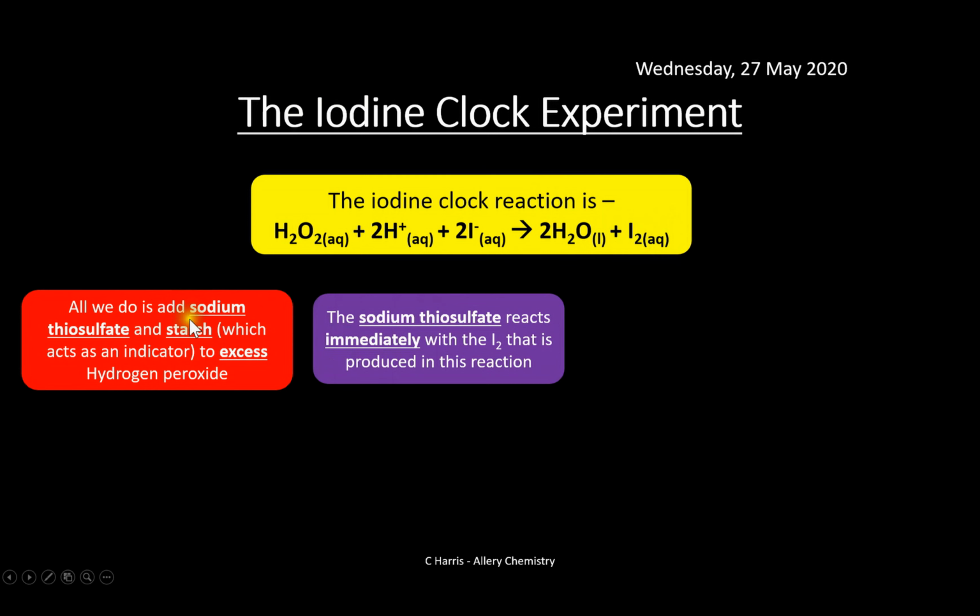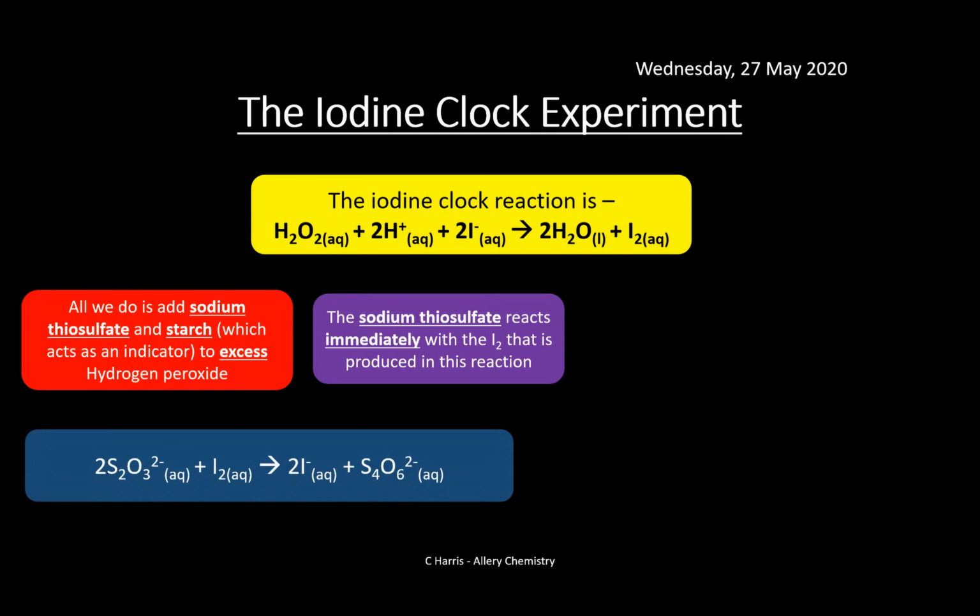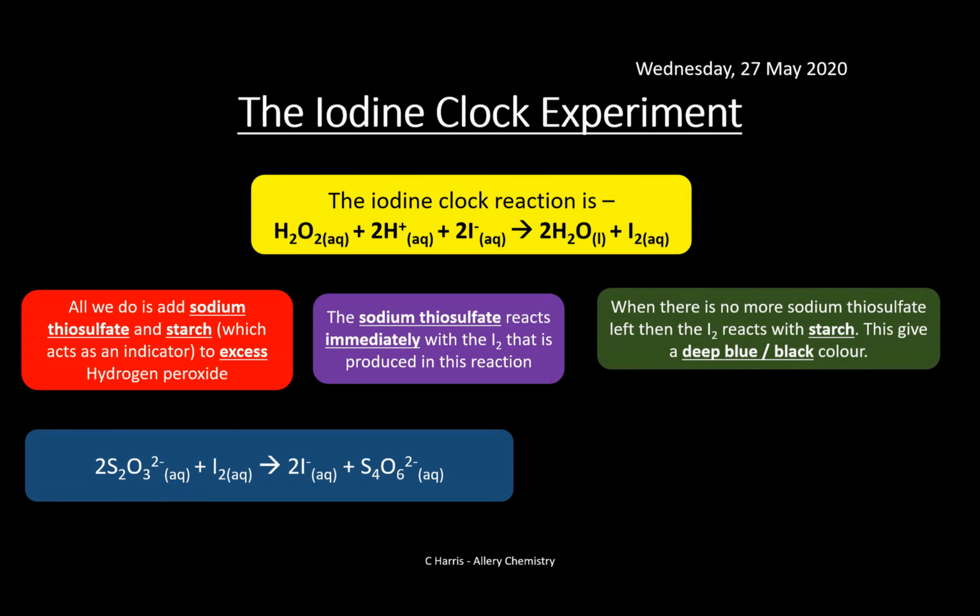So that's the sodium thiosulfate that we've added in there, and effectively the reaction then forms this. So we've got the sodium thiosulfate reacting with the iodine that was produced in this reaction here. That produces I- ions and S4O6 2- ions there. Okay, so when there's no more sodium thiosulfate left, in other words we've used it up, then the iodine will react with the starch, and this will give this deep blue black colour.